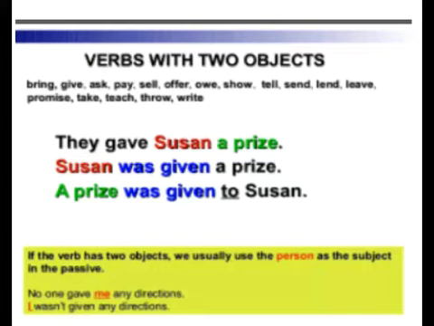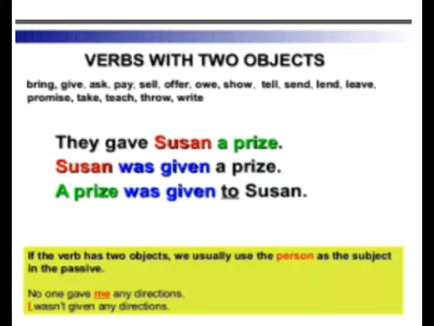Step 3 is to add a suitable helping verb. Prize is a singular noun, so was is added. Step 4 is to convert MV to V3. The third form of give is given, so given is written. Then the rest of the words are written.